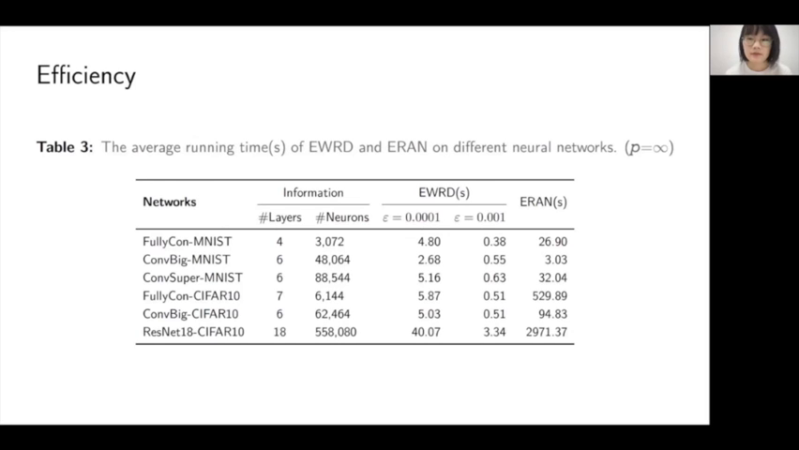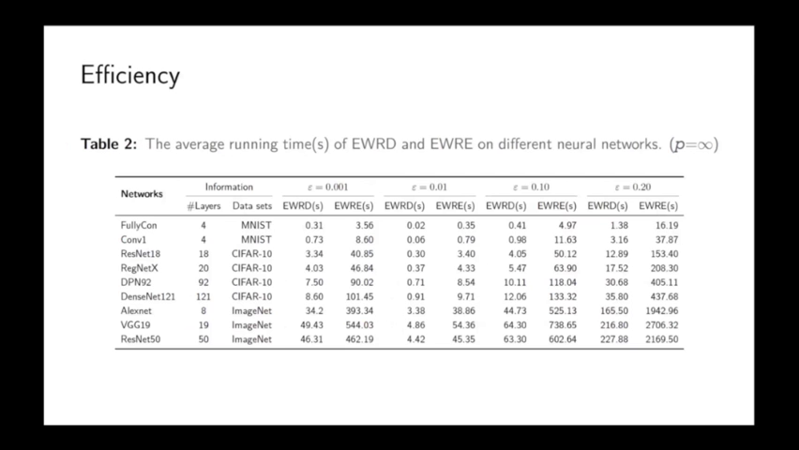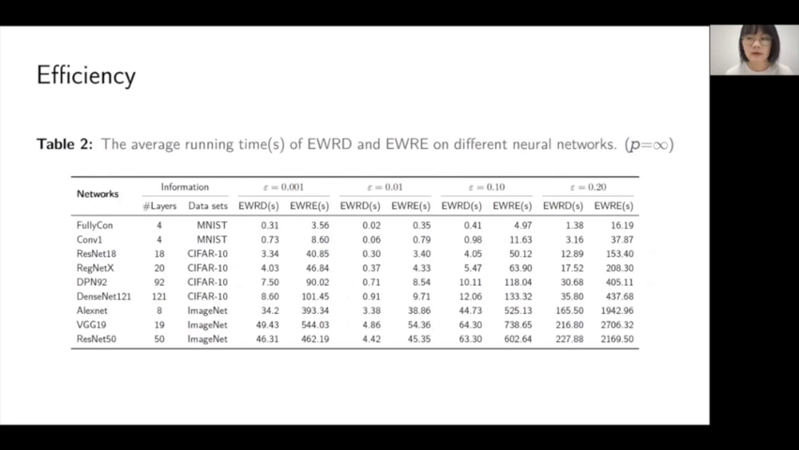We compared the efficiency of EWRD with ERAN on the same networks only for reference, as they focus on different problems. When the value of epsilon is very small, epsilon robustness will be very close to conventional robustness. As our algorithm relaxes both completeness and soundness, our algorithm will be more efficient than the conventional robustness verification tool ERAN. This table shows the time consumption of our methods.